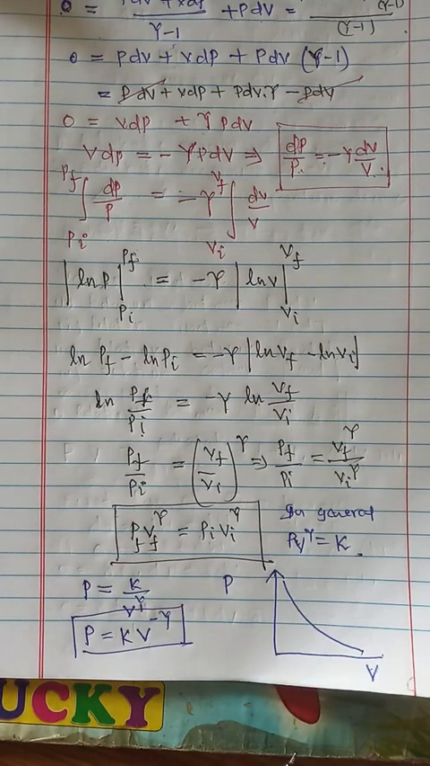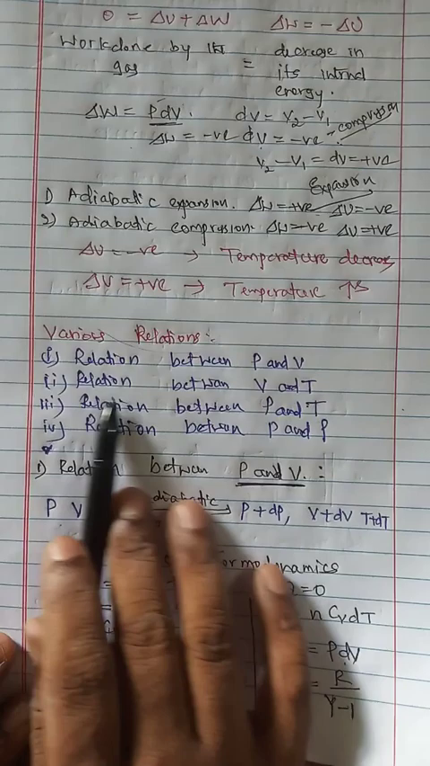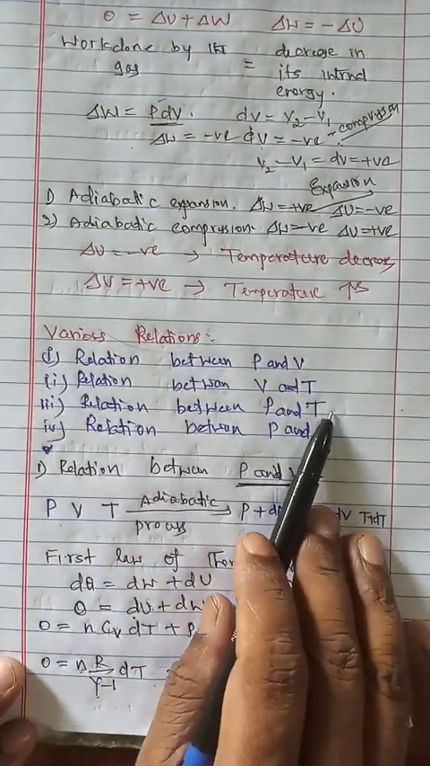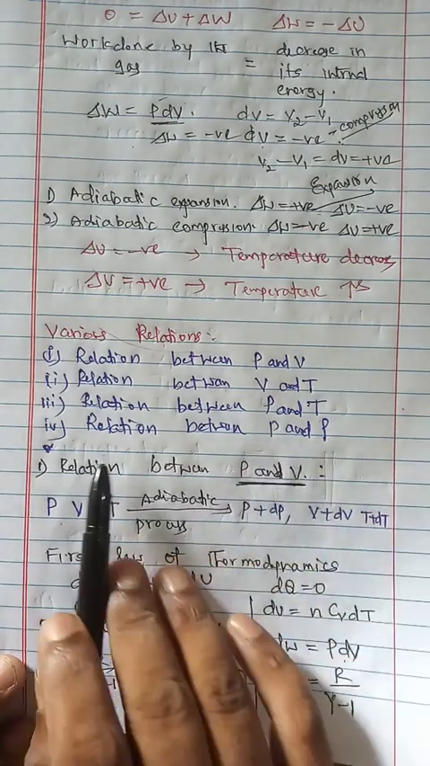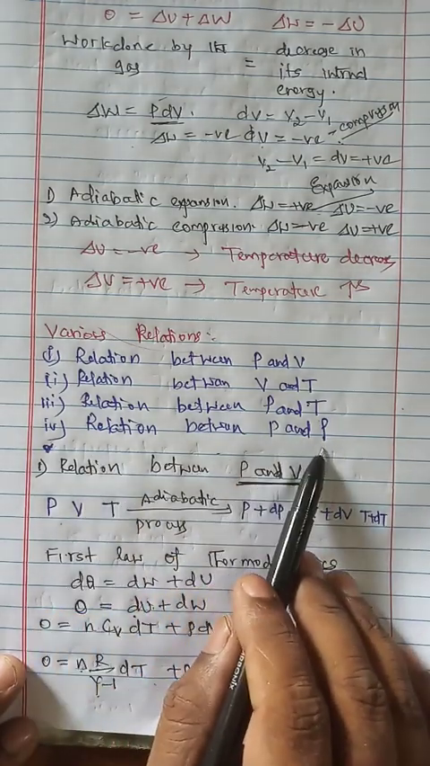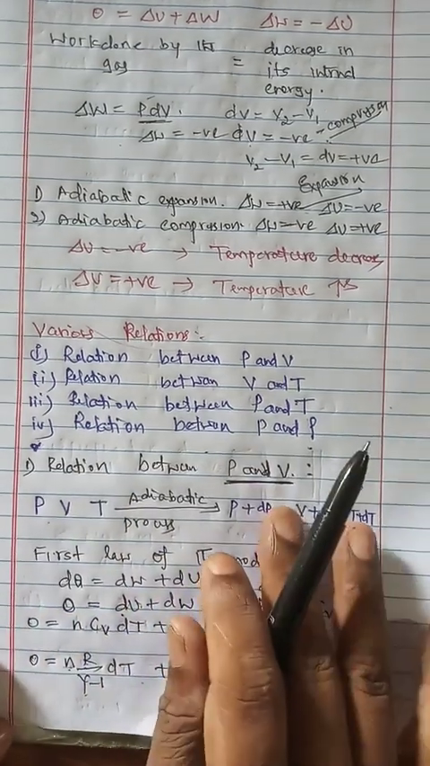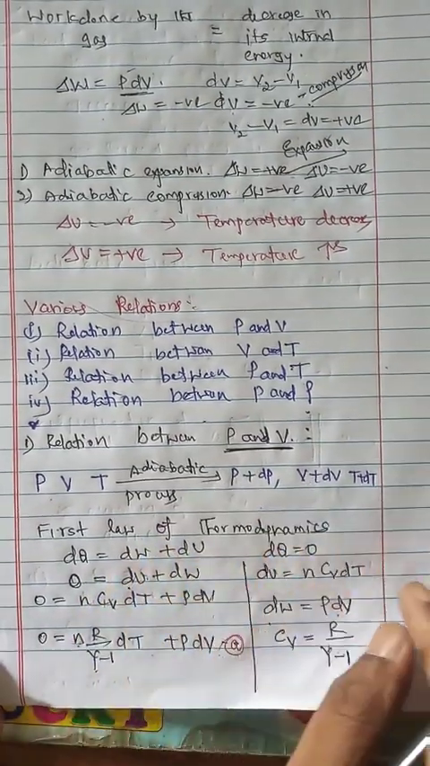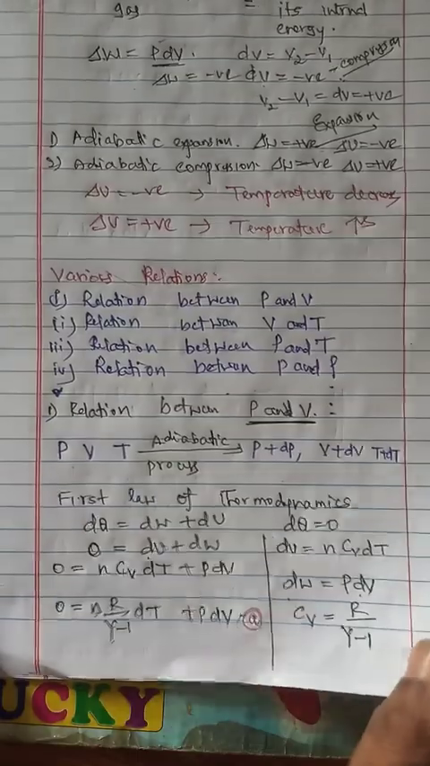Children, it is almost the end of the class. We have already derived the relation between pressure and volume and between volume and temperature. We will discuss the relation between pressure and temperature, the relation between pressure and density, and various more important points regarding the adiabatic process in the next video.